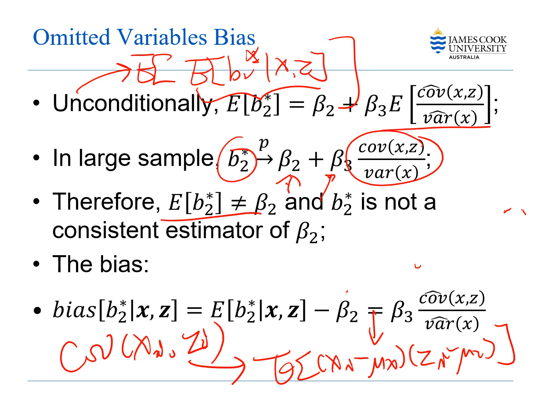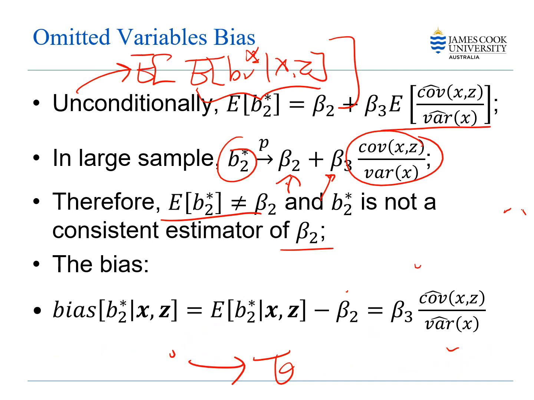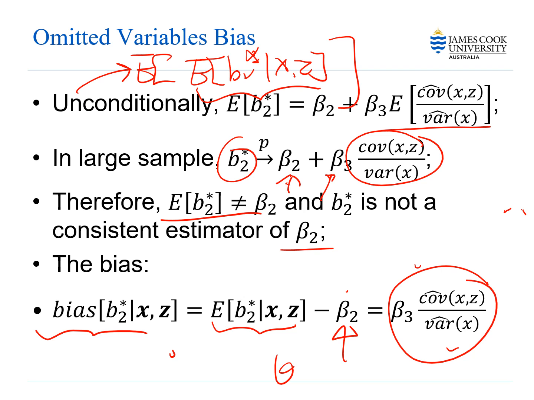And expected value is not the same, so our estimator is biased. When we omitted z, our estimator is biased unless beta 3 is equal to 0, okay? And it's not a consistent estimator of beta 2. And we can actually work out the bias, which is expected value, conditional on x and z, minus the true value. So it's these terms. That's the bias.